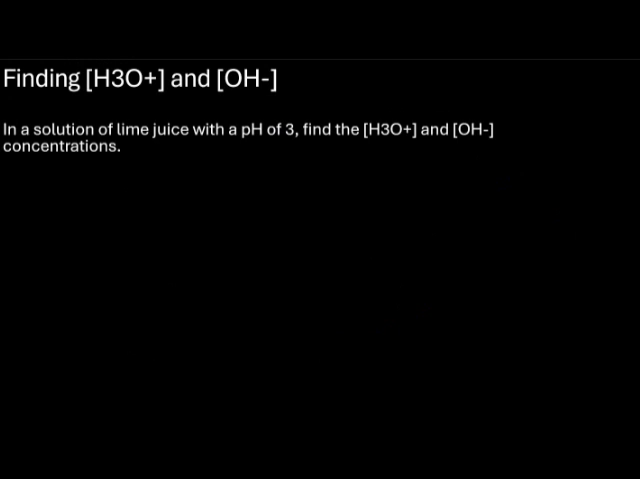In our last 2 examples, we started with concentrations and found pH and pOH. You may also be given a pH and be asked to find both the H3O and the OH minus concentrations. If you know the pH and you want to go the other way from what we did previously, there is another equation that will help us get H3O.